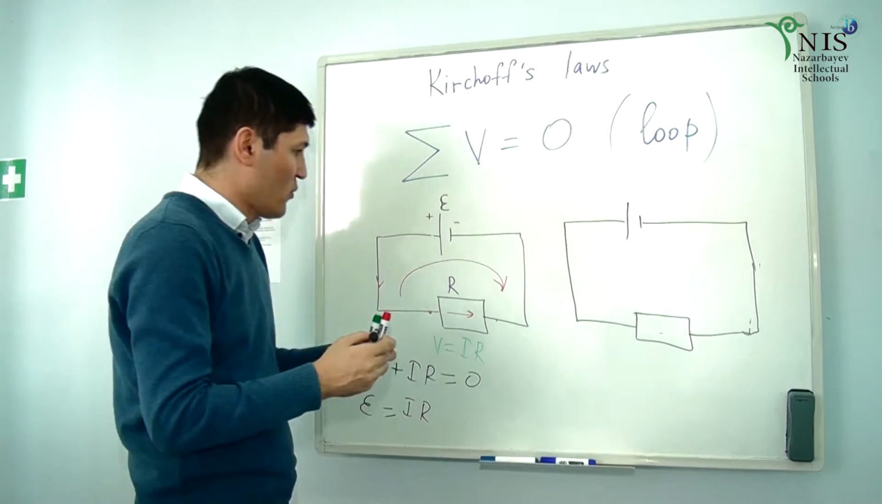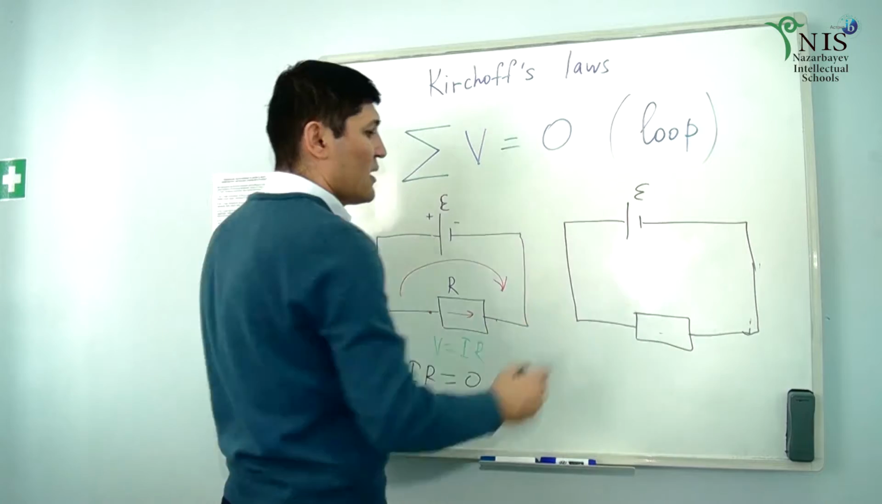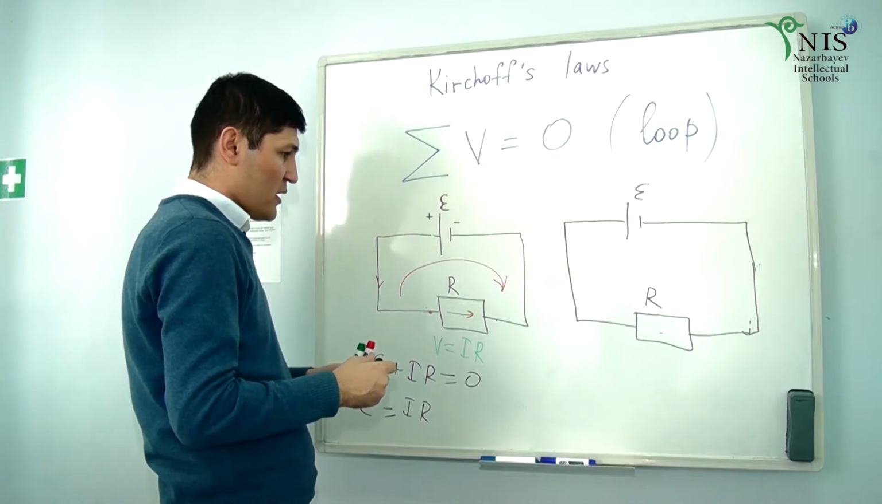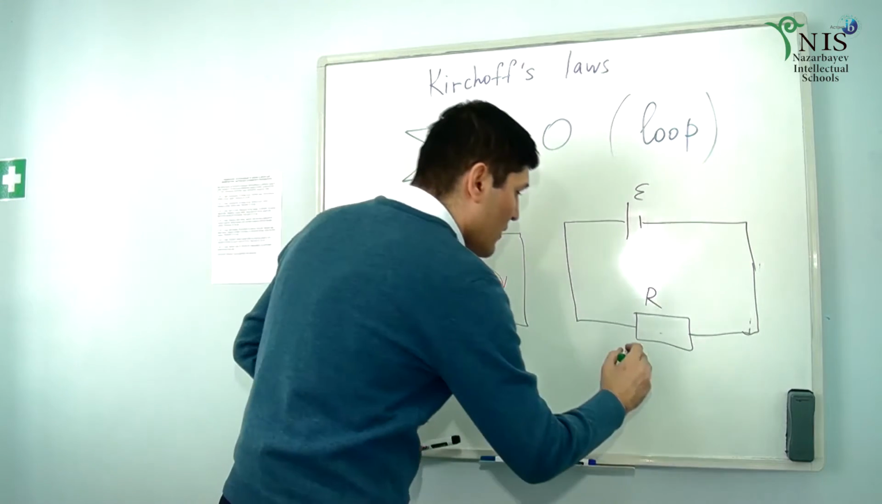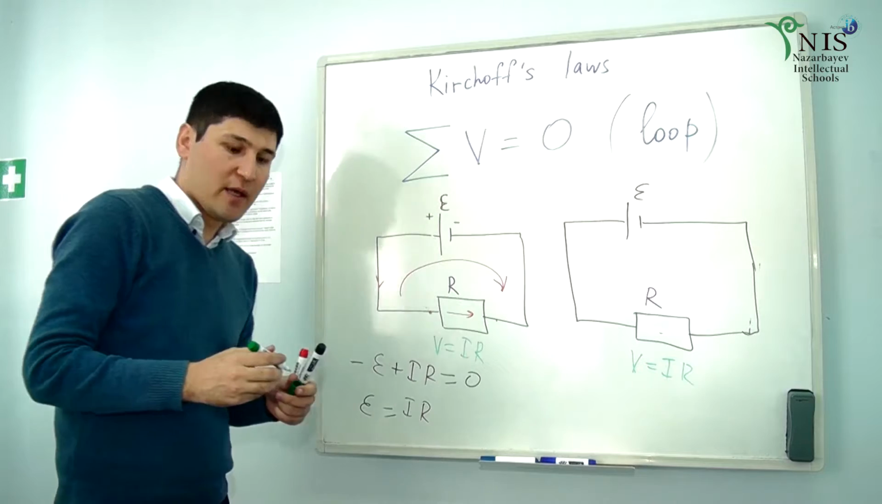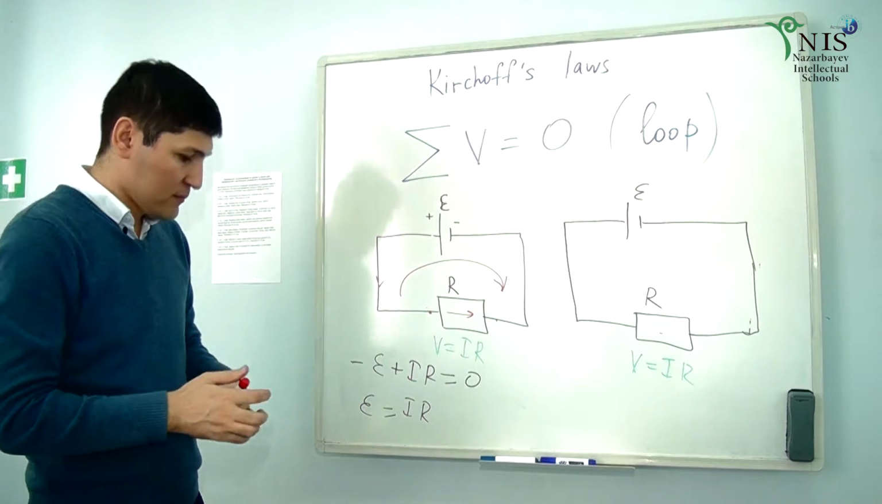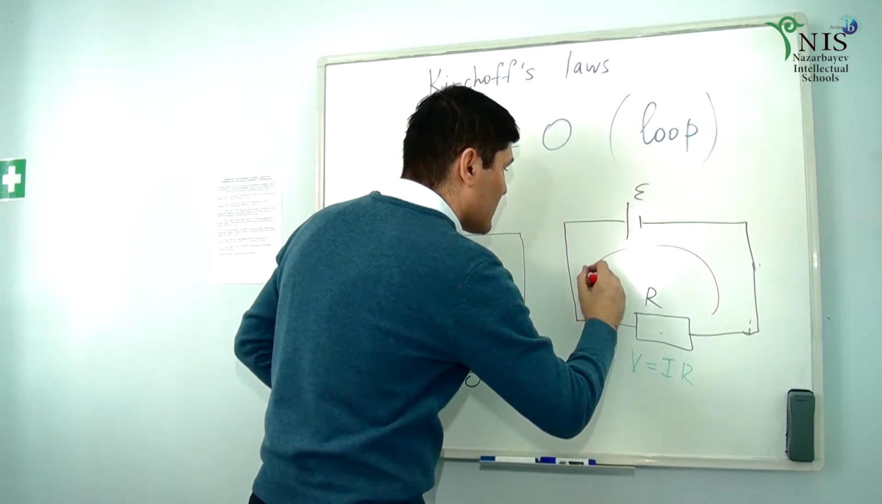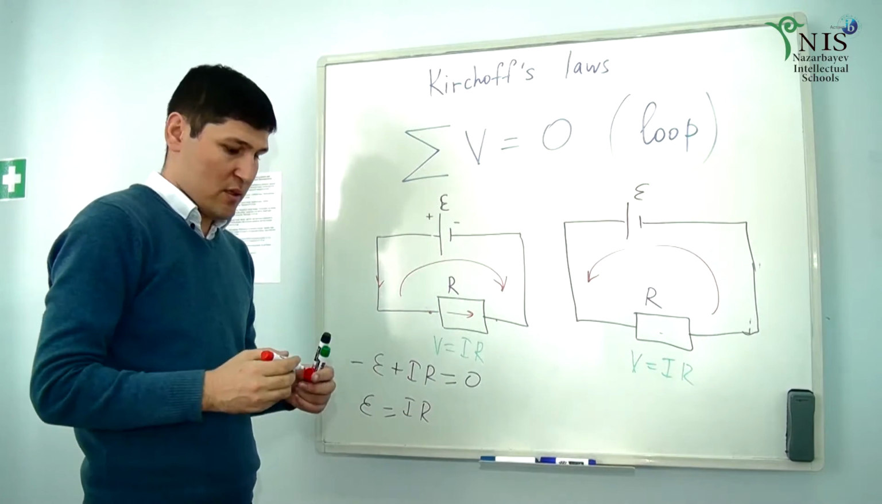So these are the same components. This is our electromotive force. This is our resistance. Voltage across our resistance is still V equals IR. Voltage here equals the electromotive force. So what happens if we choose the anti-clockwise direction?